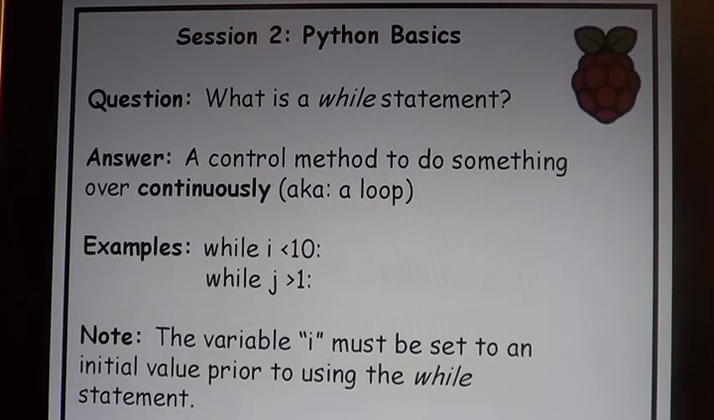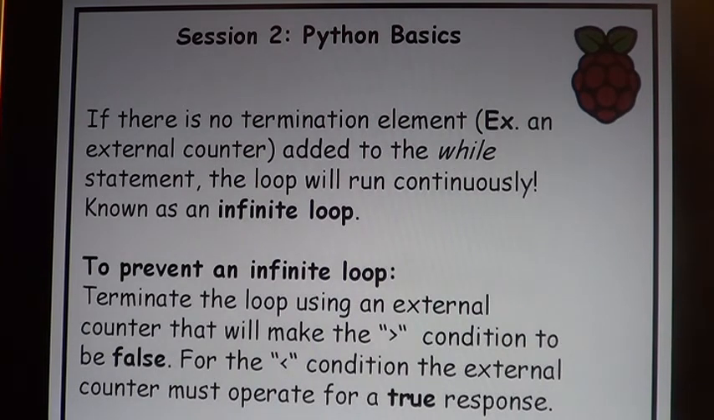Again, the variable must be set within the while statement, because if not, what's going to happen is it's just going to run continuously. So you'll see this data scrolling on your screen forever. That's the reason why we have to have the variable i, because we have to find a way to terminate it, which brings us to this information.